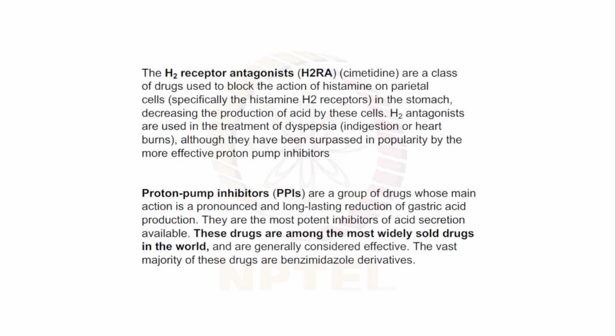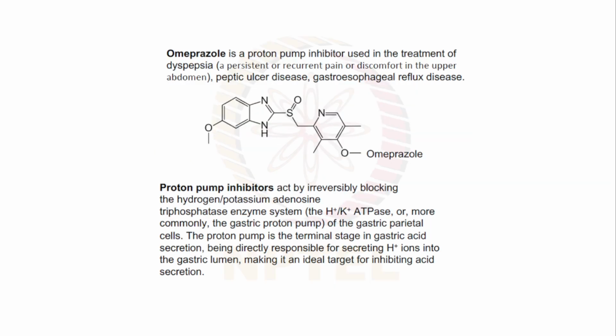Okay? So, one drug is omeprazole. Okay? It is a proton pump inhibitor used in the treatment of dyspepsia, persistent or recurrent pain or discomfort in the upper abdomen, peptic ulcer disease, and gastroesophageal reflux disease. So these are the different types of disease for which omeprazole is used.